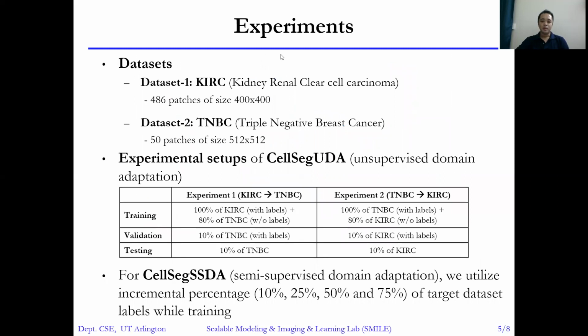And in our experiment, we use two public datasets, one coming from kidney renal clear cell carcinoma, and another coming from triple negative breast cancer. For our unsupervised domain adaptation experiment, we assume that we don't have any label from the target domain while training. But in the case of semi-supervised domain adaptation, we assume that we have some percentage of labels available from the target domain.